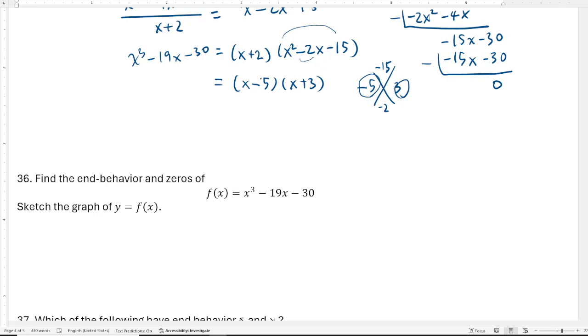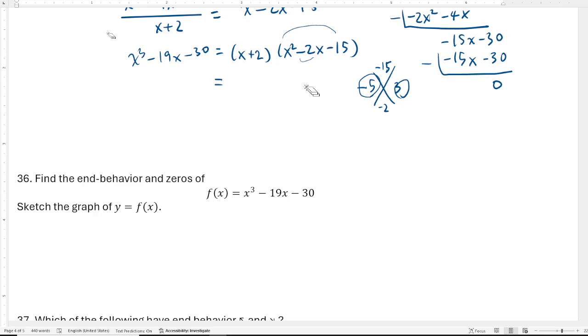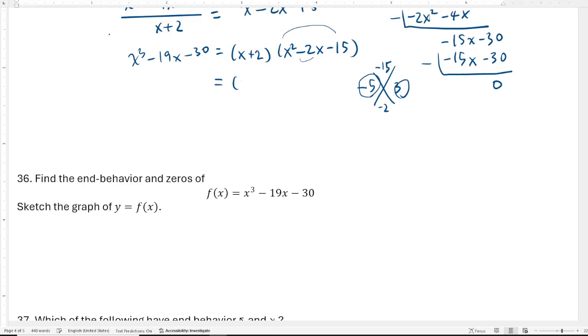Let me erase this. See, x plus 2 comes unchanged, and this one is x minus 5, x plus 3. Okay, so this next question uses the fact that this polynomial here is equal to x plus 2, x minus 5, x plus 3.